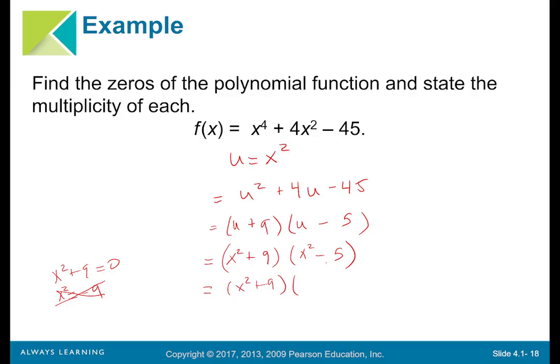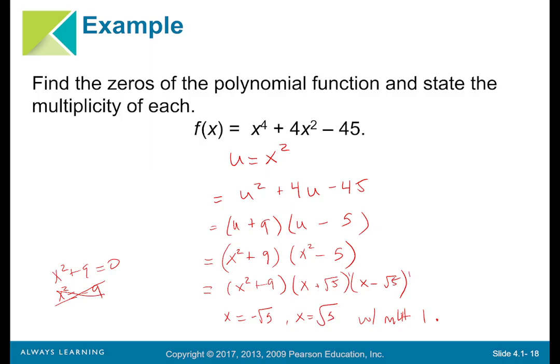And essentially we're going to look at the x squared minus 5. And this is going to factor into x plus root 5, x minus root 5. Again, using that square minus a square trick that we've talked about before. So then my zeros are x equals negative root 5 and x equals positive root 5, with multiplicity 1 on each. Again, a 1 in the exponent.